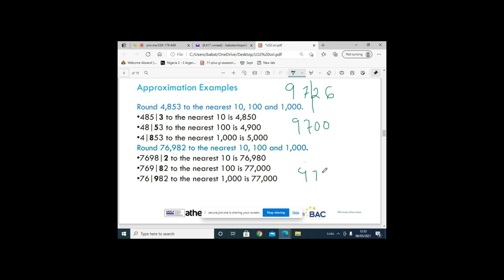And this other one, to the nearest 1,000, you put the line there. You go, sorry, 9726. You put the line here. Because this one is more than 5, so it's going to be what? This one changes to the next number. You get it? So it's going to be 10,000. That is it.